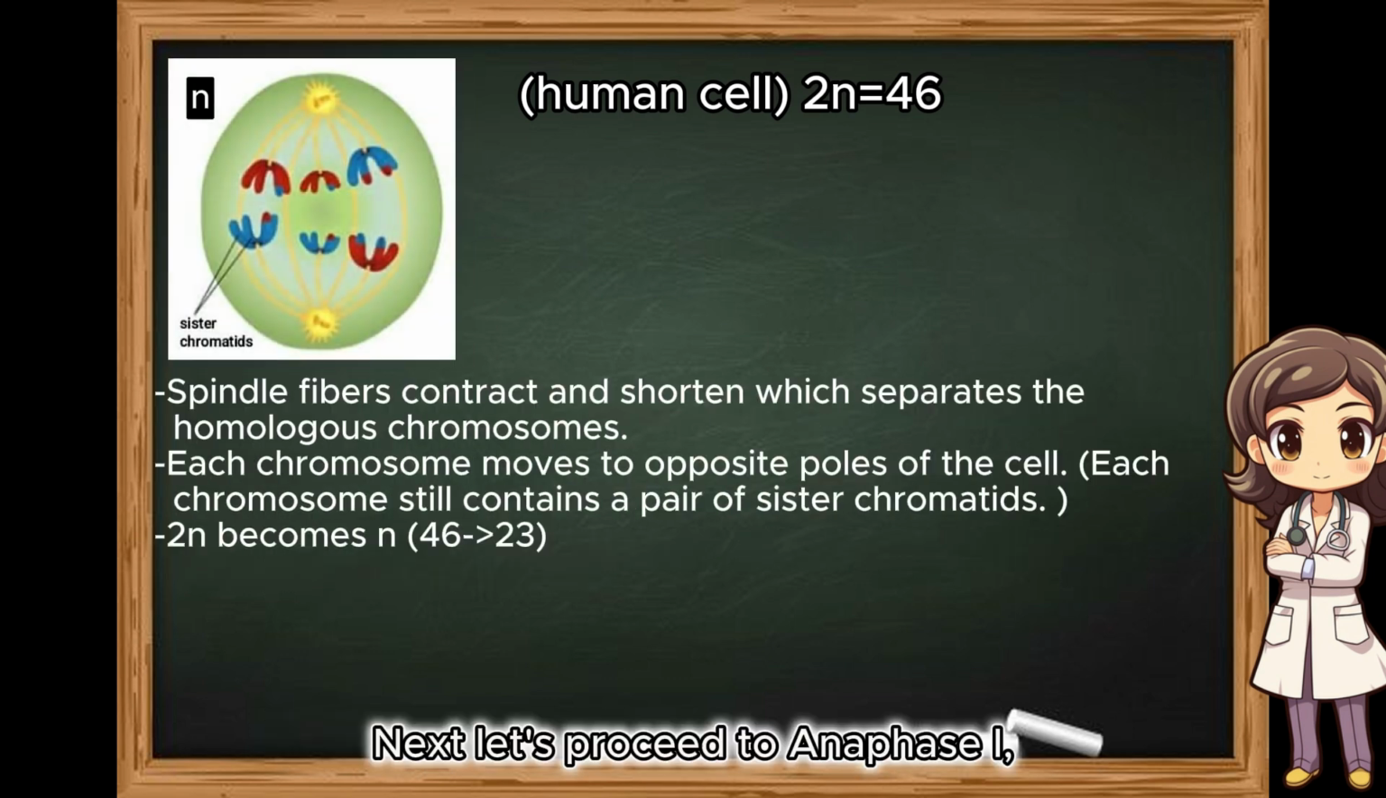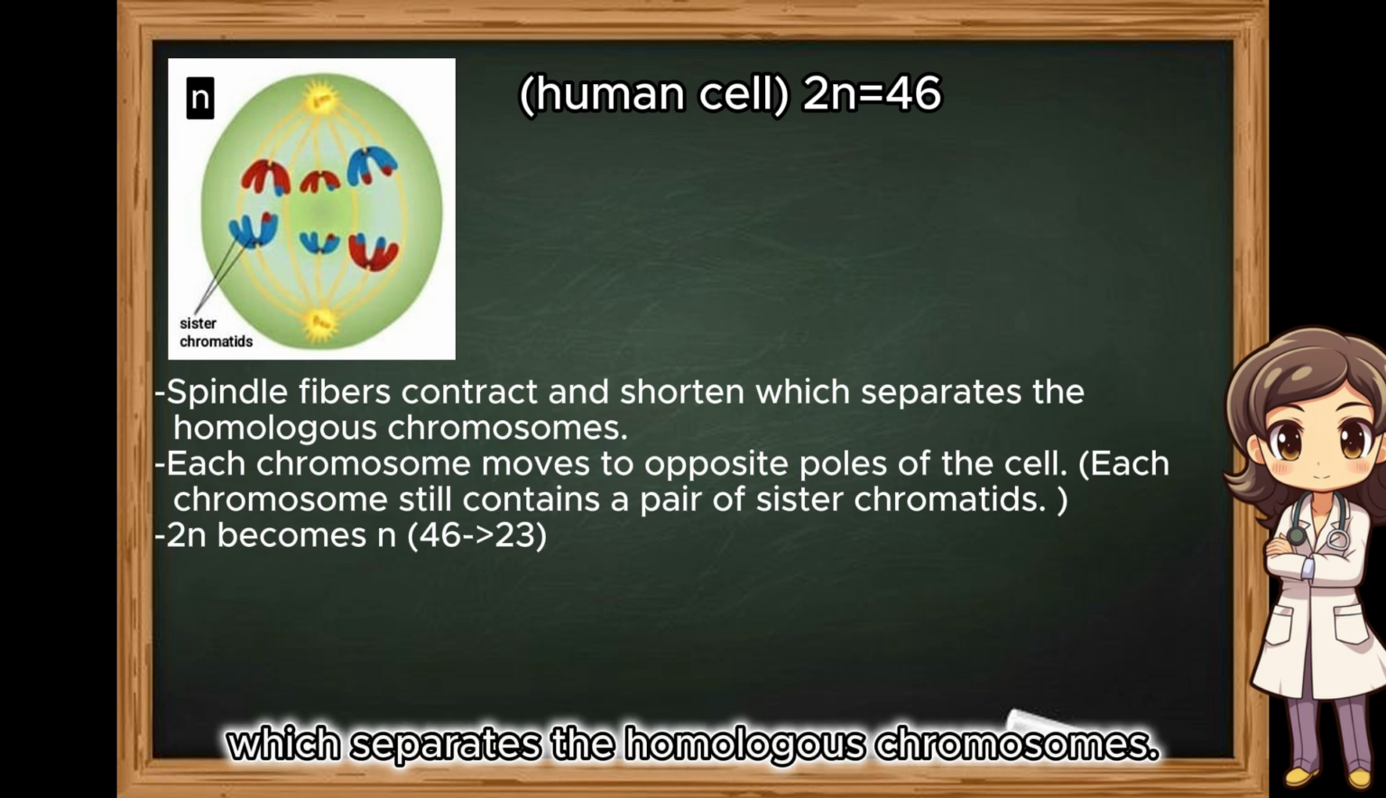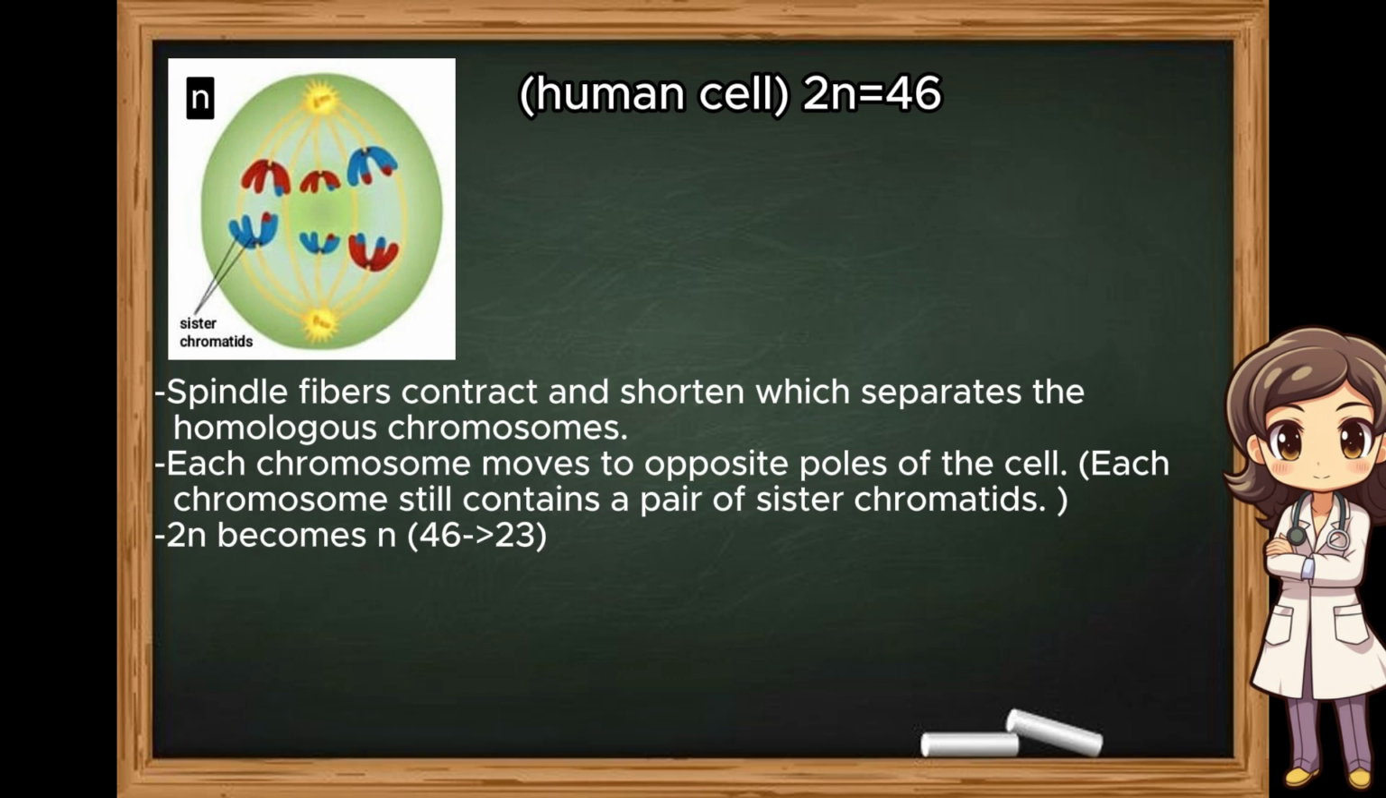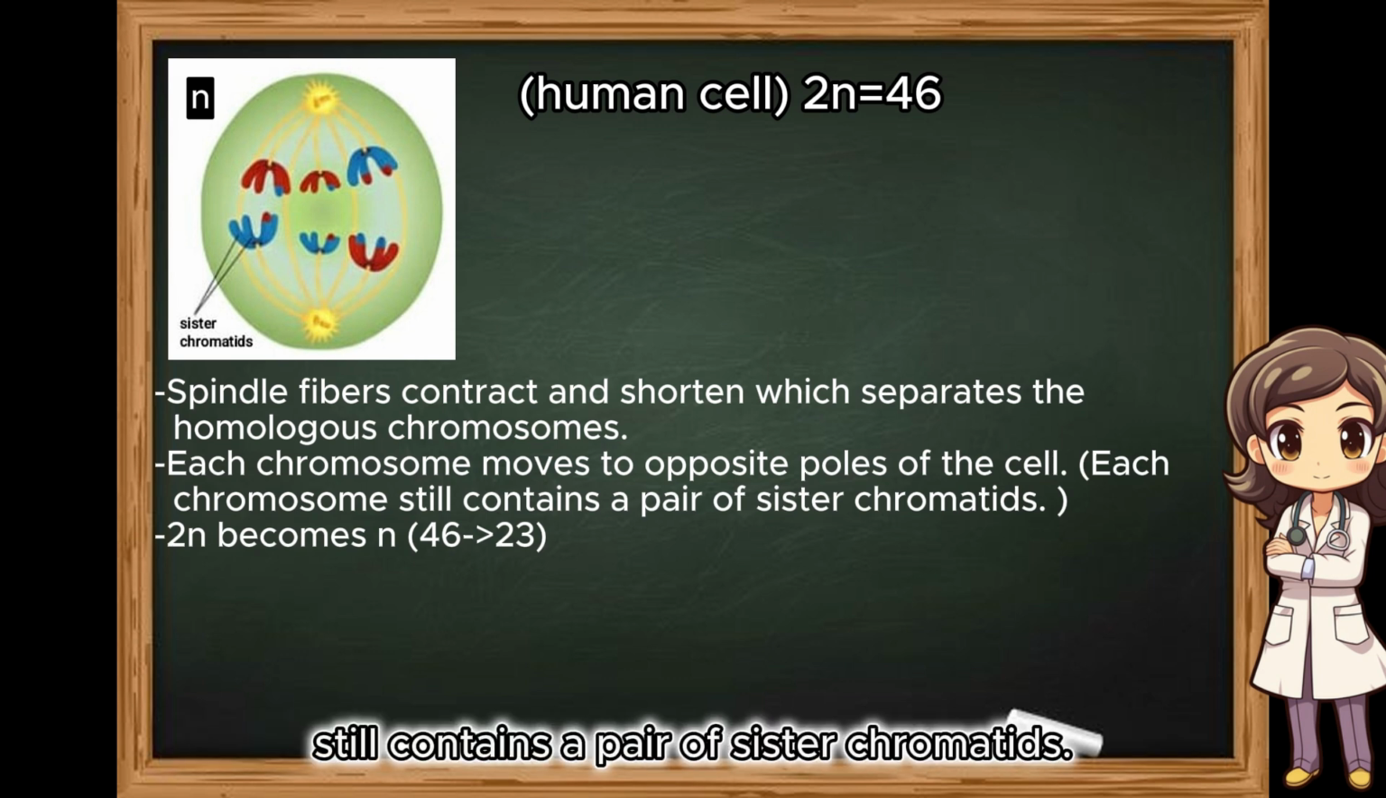Next, let's proceed to anaphase I, which is a splitting phase. Spindle fibers contract and shorten, which separates the homologous chromosomes. Each chromosome moves to opposite poles of the cell. Each chromosome still contains a pair of sister chromatids.